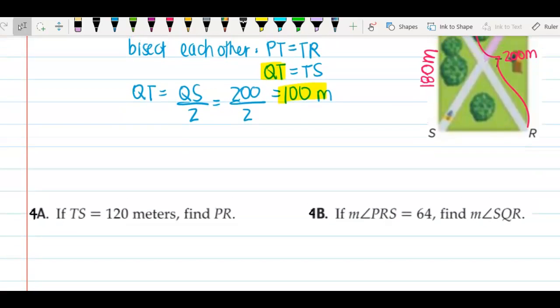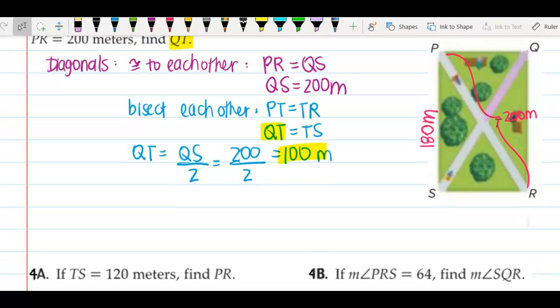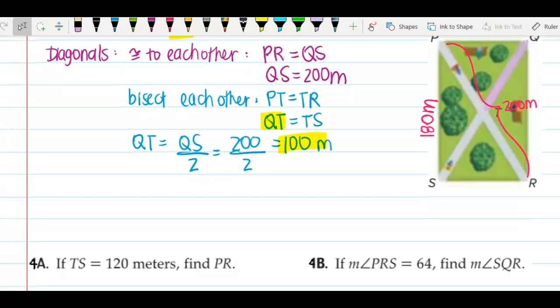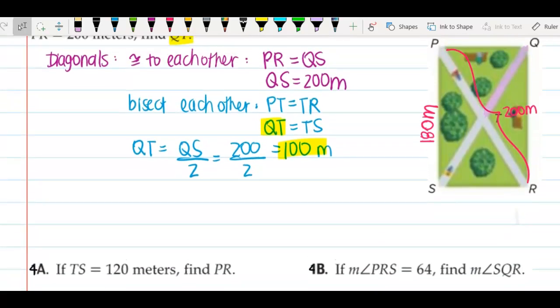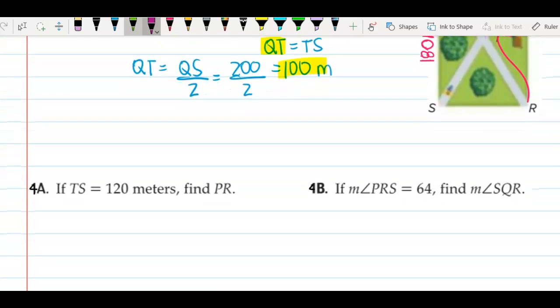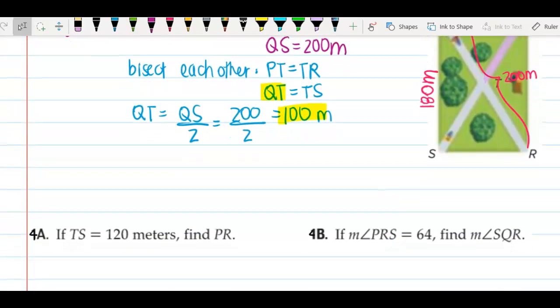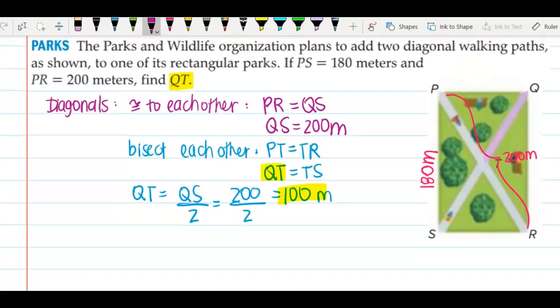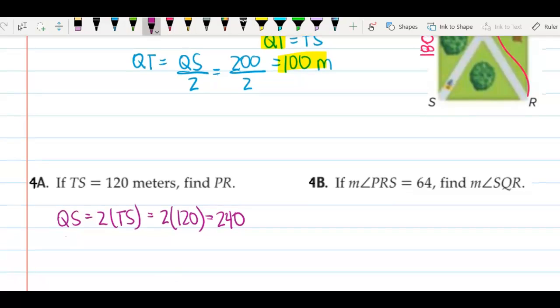Same sort of idea: if TS is 120, and now we want to find PR, we need to double it to get to the entire length. So QS is 2 times TS, which would be 2 times 120, which is 240. And then PR is that same length. QS is equal to PR, so PR is 240.